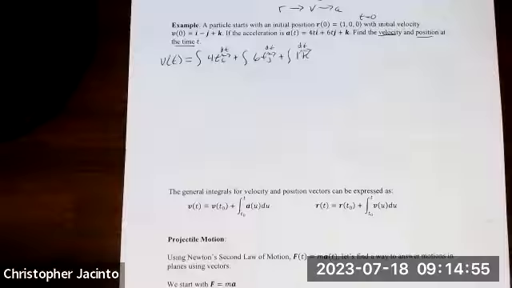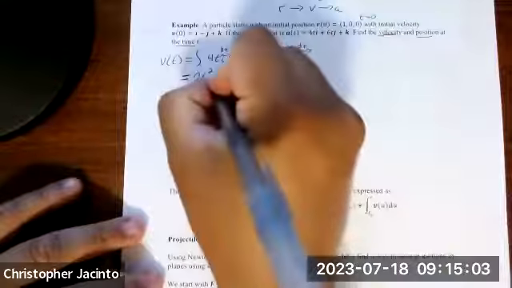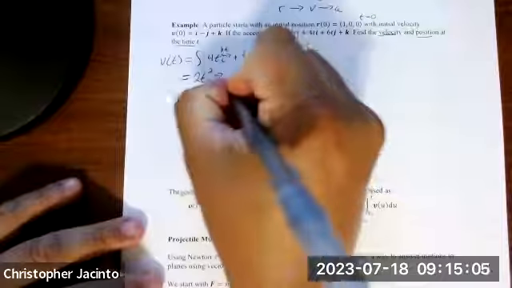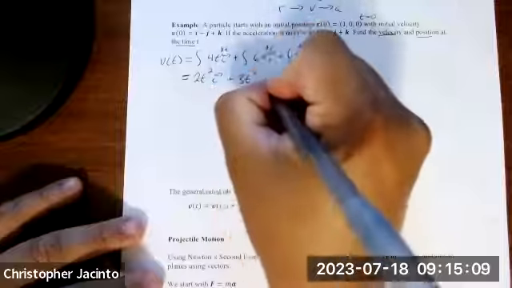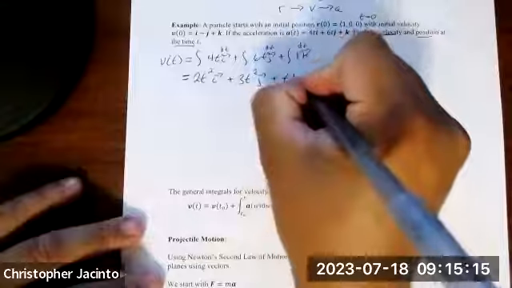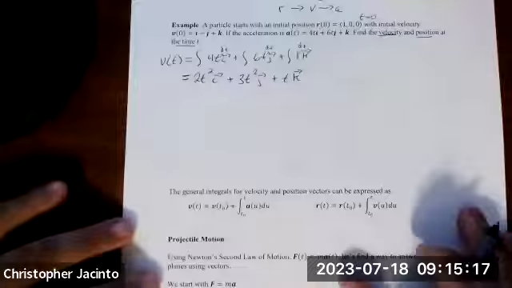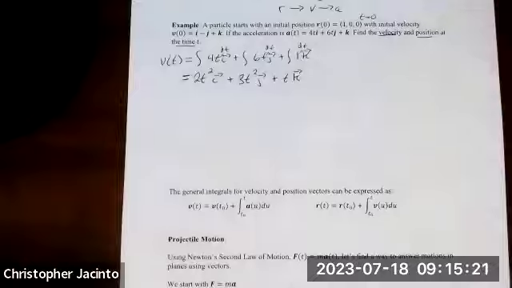So taking the integral of each individual case. So this is going to be 2t squared i plus t squared, so this is going to be 3j. And then lastly, it's just this 1, so it's just going to be t. Okay. So we got our velocity function, or velocity vector.